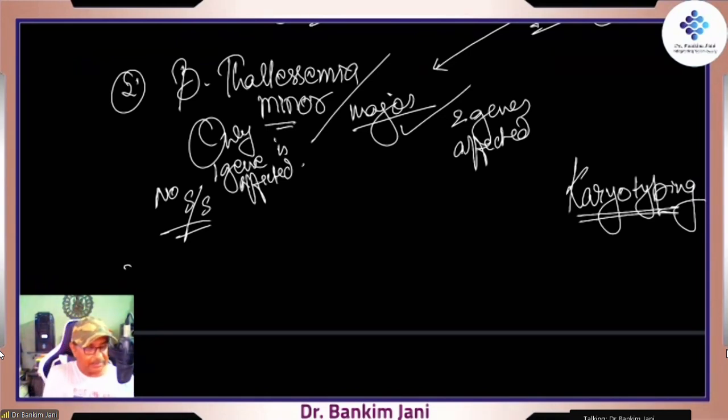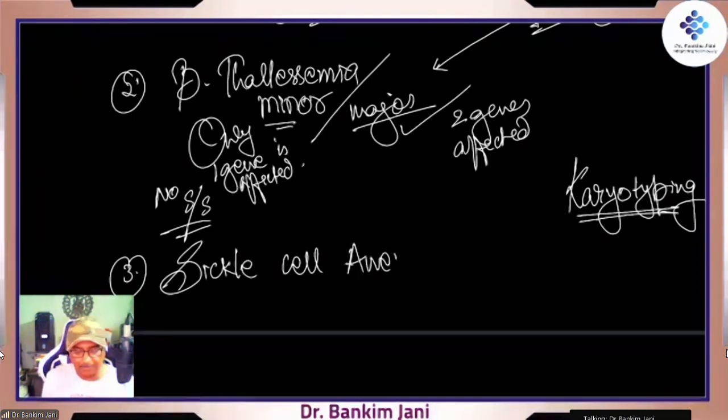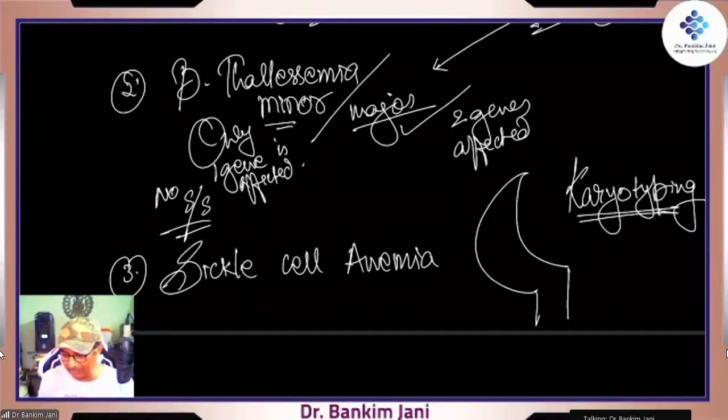Right? And the third thing is what is called sickle. Sickle, you know, sickle cell anemia. This is called sickle cell anemia. A sickle is for cutting grass, you know, people cut grass with this, right?